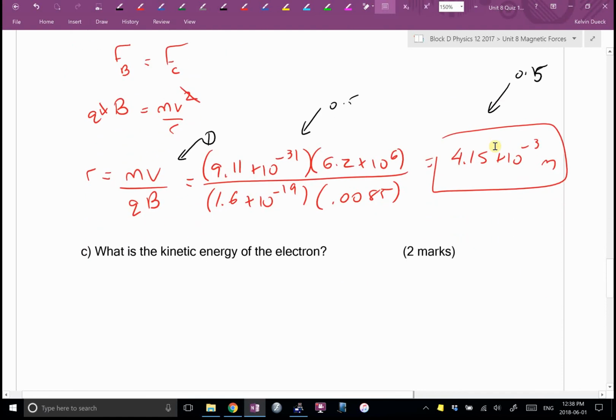Oh, what's the kinetic energy? Okay. KE equals a half mv squared. This might be nice if I gave you the radius and asked you to find v.